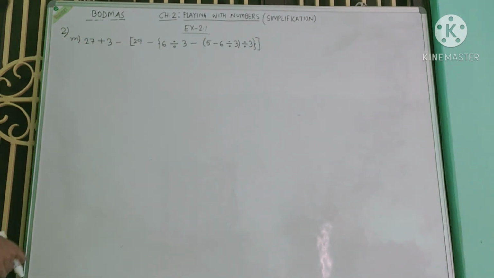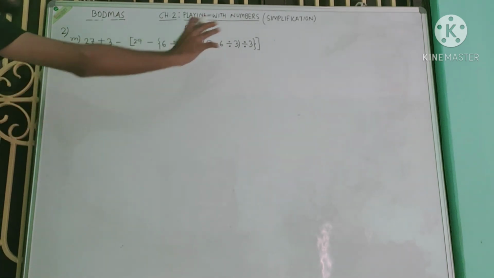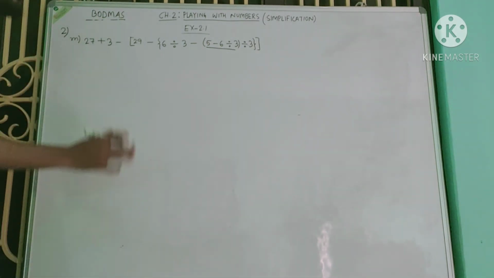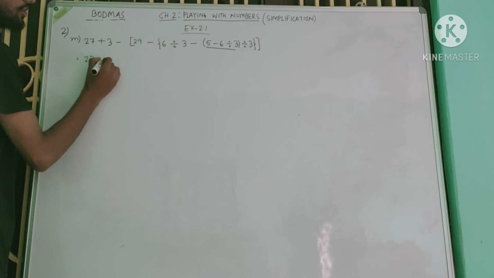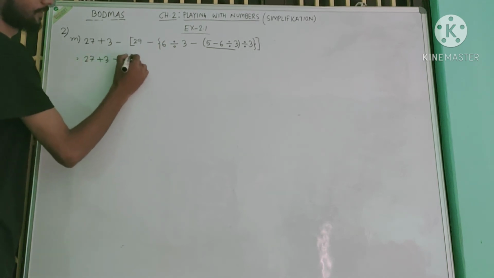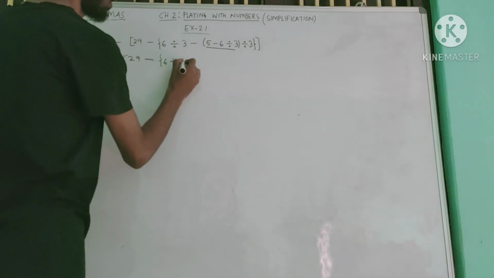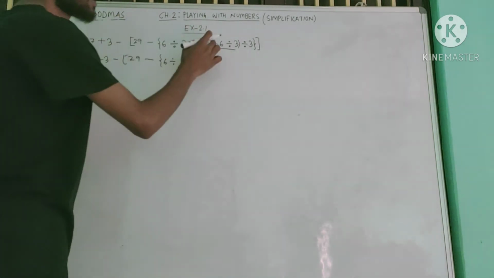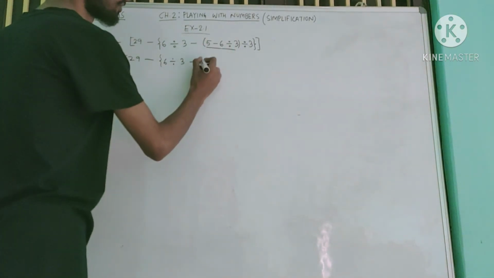Now we will do question number M. Look here, there are so many brackets. Now there is a first bracket. So we have to solve the first bracket first. All the portions should be the same. In the first bracket you can see there is minus and there is divide. So first we have to do the divide portion.